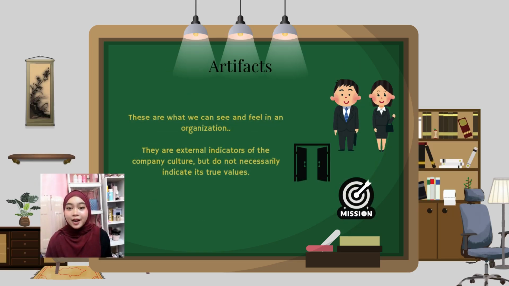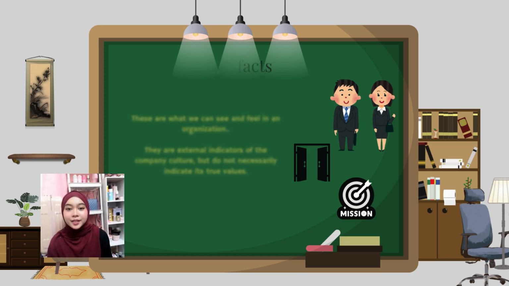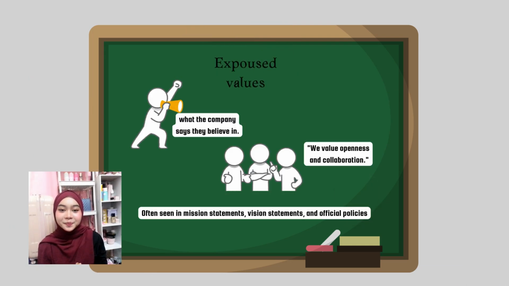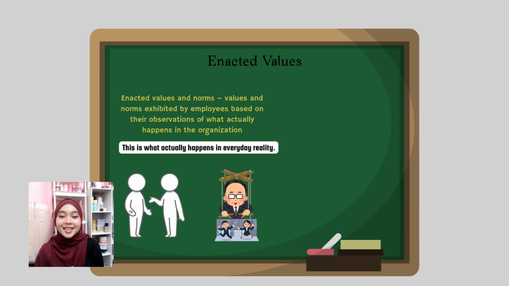Like I said before, artifacts are what we can see and feel in the organization. They are external indicators of the company culture but do not necessarily indicate its true values. Next, espoused values. This is what the company says they believe in. It's often seen in the mission statement, vision statement, and the official policies. Enacted values are the values and norms that the employees exhibit based on their observations of what actually goes on in the organization. This is what actually happens in reality.